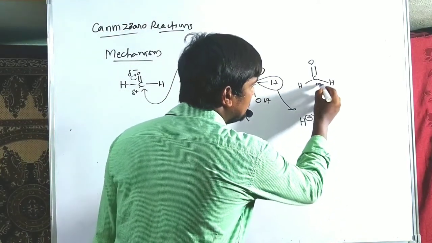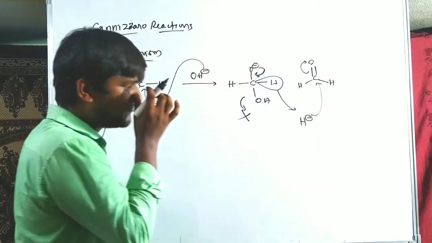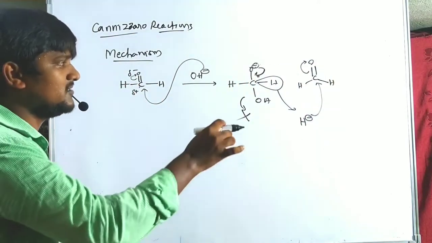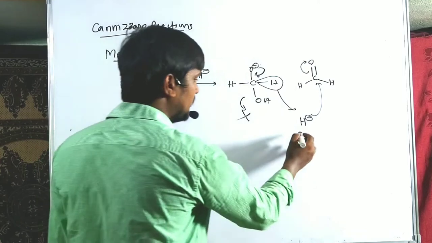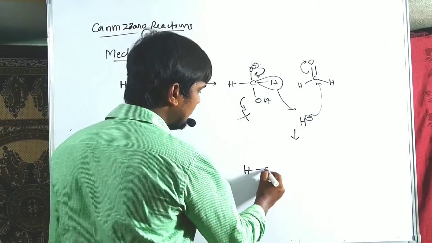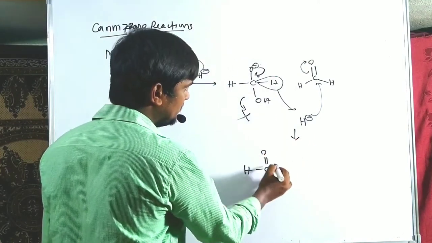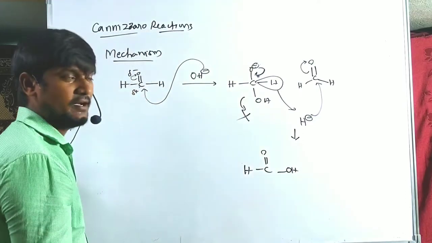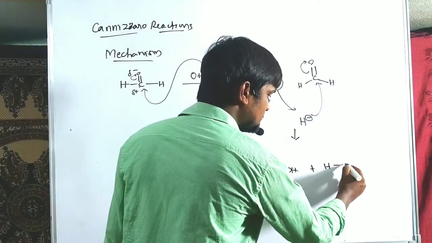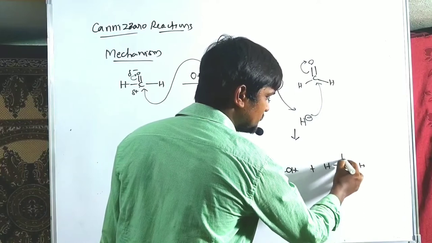It is eliminated as hydride minus. This hydride minus will go to the carbonyl compound, and then it attacks by nucleophilic addition. Okay, now what will happen? Here it forms the double bond. Then it is OH plus HCH. Here the third hydrogen is there.